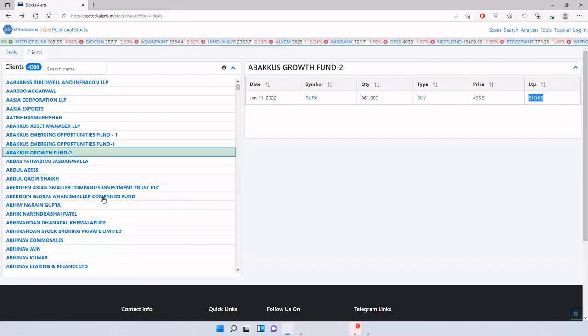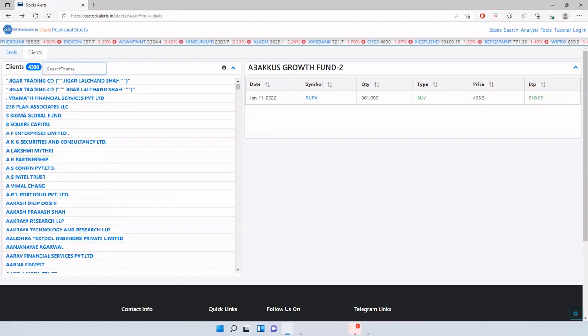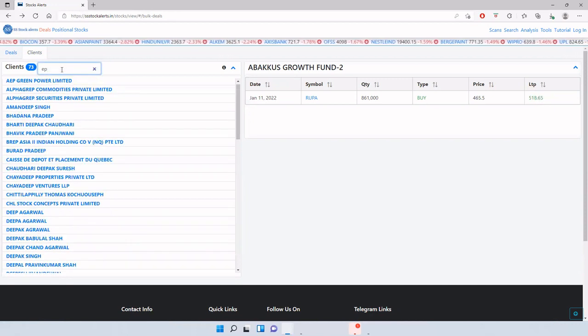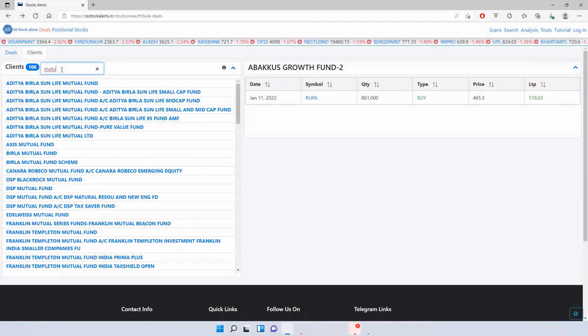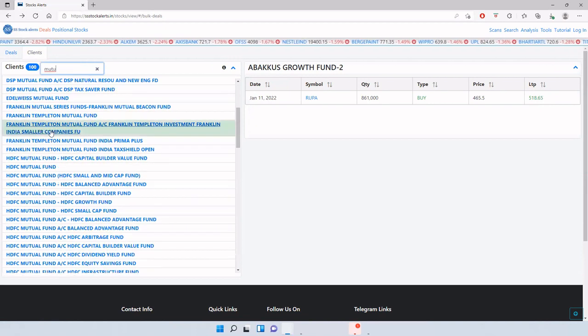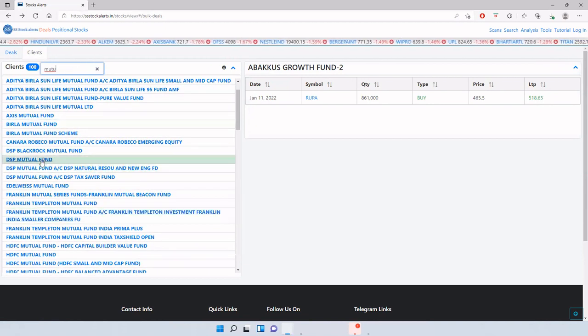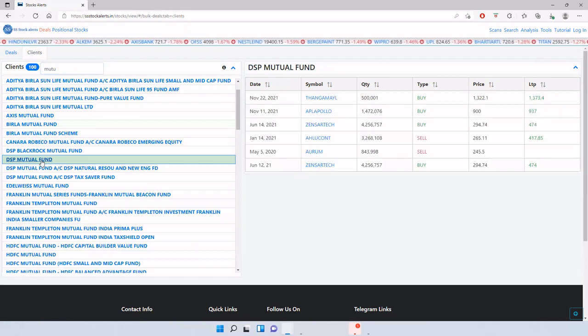In the same way you can look for any client here, and mostly look for any mutual funds, something like EPFO. So you can look for such guys and mutual funds. So these are the mutual fund information of DSP mutual fund or whatever mutual funds. So just click on this mutual fund, and if you want to follow them, just click here and you can see their transactions on their page.